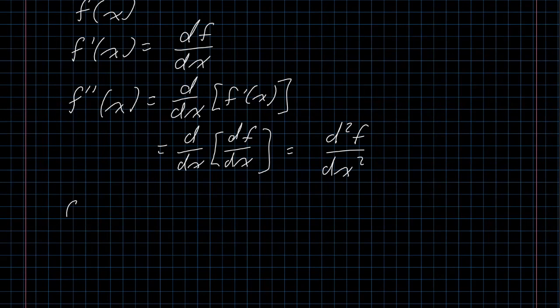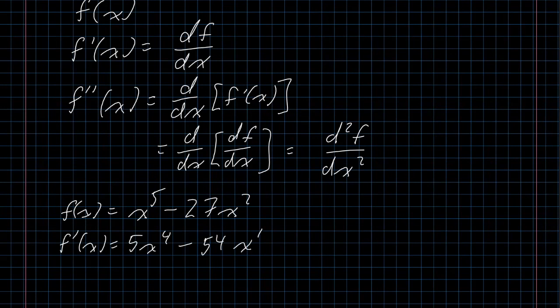So if I have a function, let's say f of x is x to the fifth minus 27x squared, I can take its derivative using the power rule and the linearity. F prime of x is going to be 5x to the fourth minus 27 times 2 is 54, x to the first power, or just 54x.